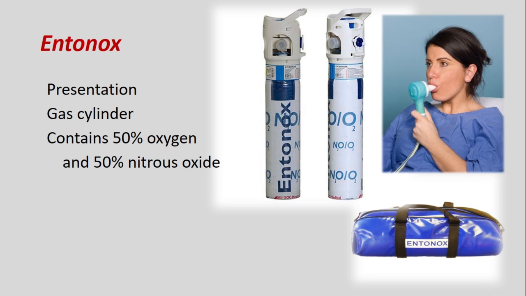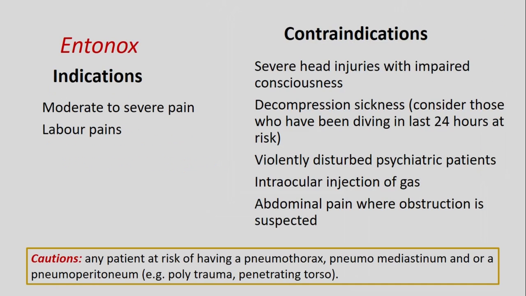Entonox is our first analgesic in this session. Entonox presents in a gas cylinder containing 50% oxygen and 50% nitrous oxide. It is self-administered by the user and safe for use in children so long as they are capable of following the administration instructions, and can activate the demand valve. One thing to note is that the cylinder must be inverted several times before use to mix the gases when temperatures are low. Entonox is indicated for those who are suffering from moderate to severe pain as part of a stepwise analgesic regime.